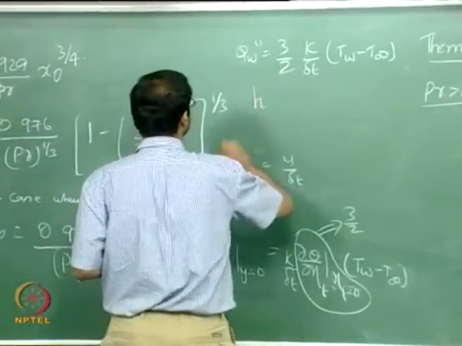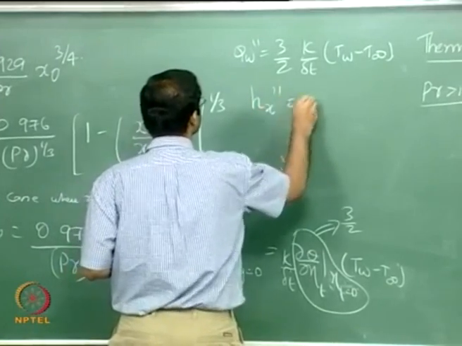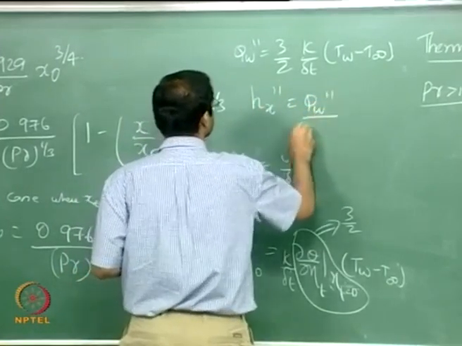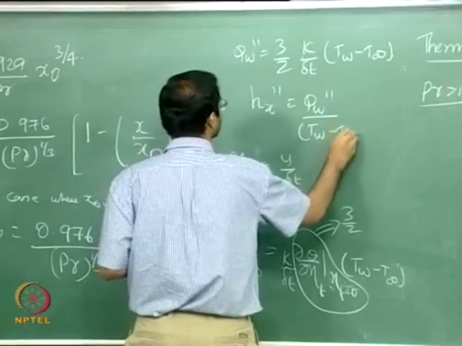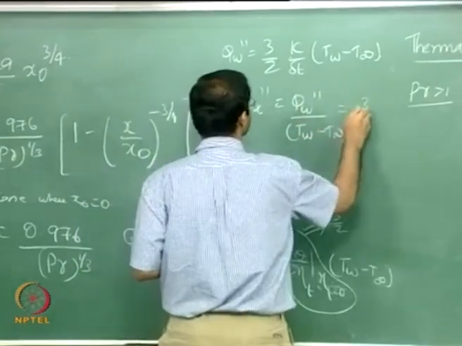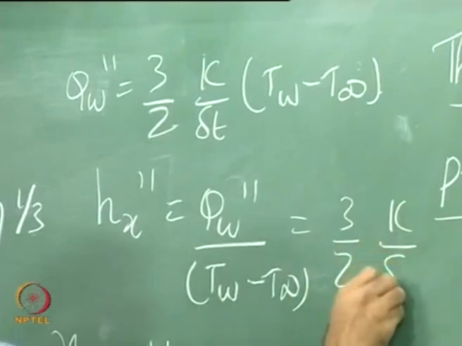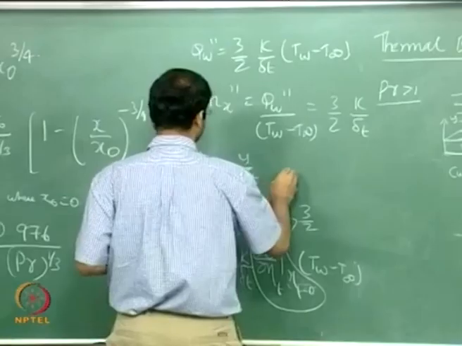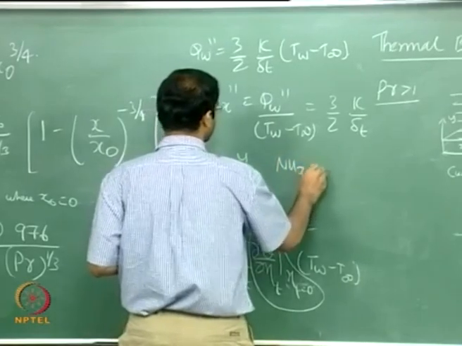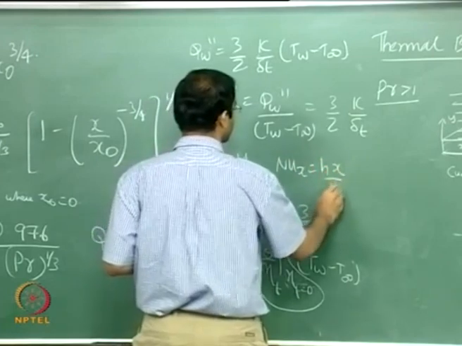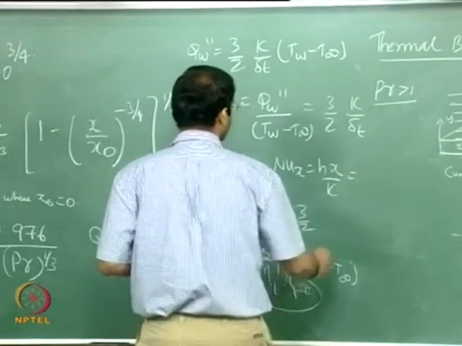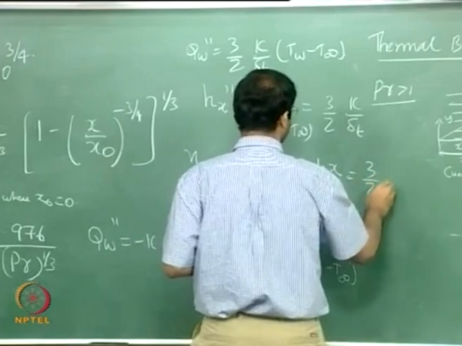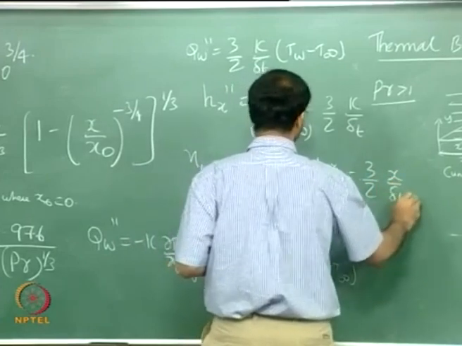So from this everything else follows. You can define your local heat transfer coefficient as q wall by T wall minus T infinity, which will be 3 by 2 k by delta t, and therefore you can define your Nusselt number locally as h x by k, which will be 3 by 2 x by delta t.